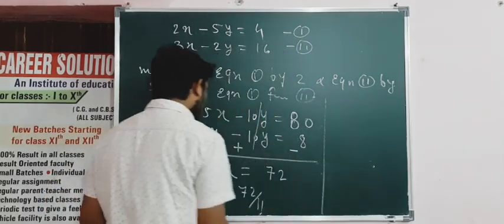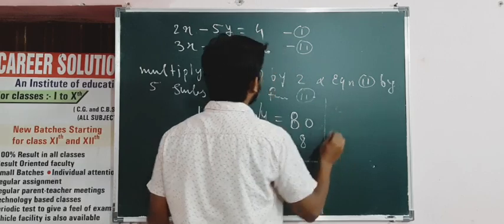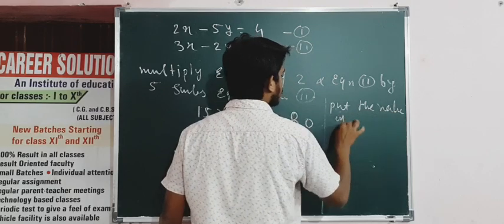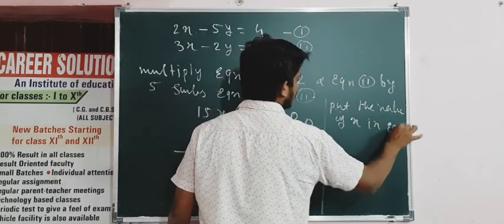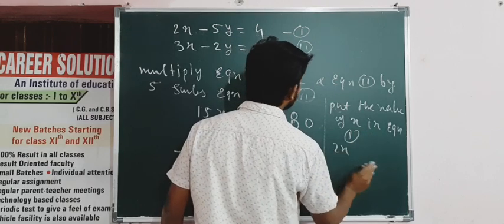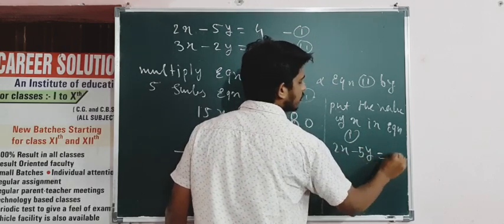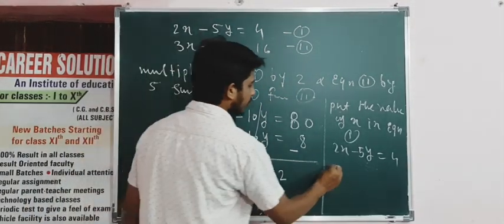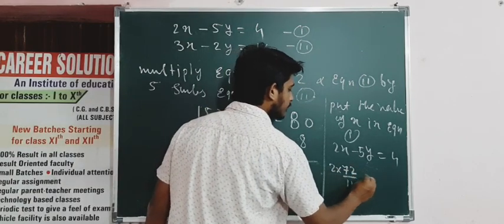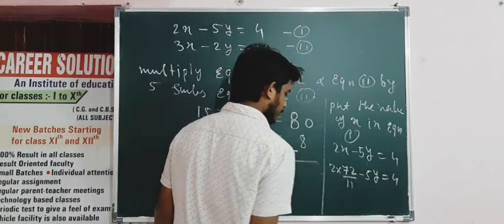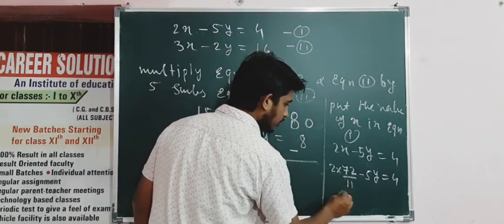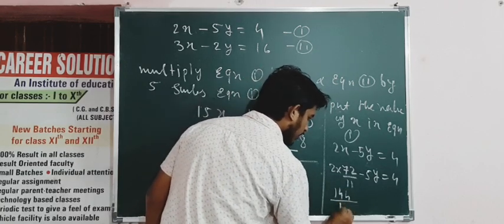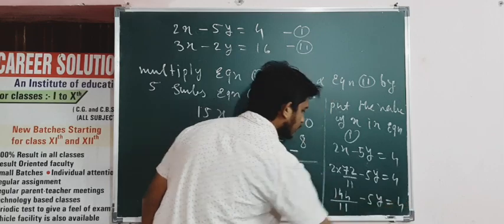Now you have to put the value of x in any one of the equations. So put the value of x in equation number 1. So 2x minus 5y equals 4. Now put the value of x as 72 upon 11. So 2 into 72 upon 11 minus 5y equals 4. 72 into 2 is 144, so 144 upon 11 minus 5y equals 4.